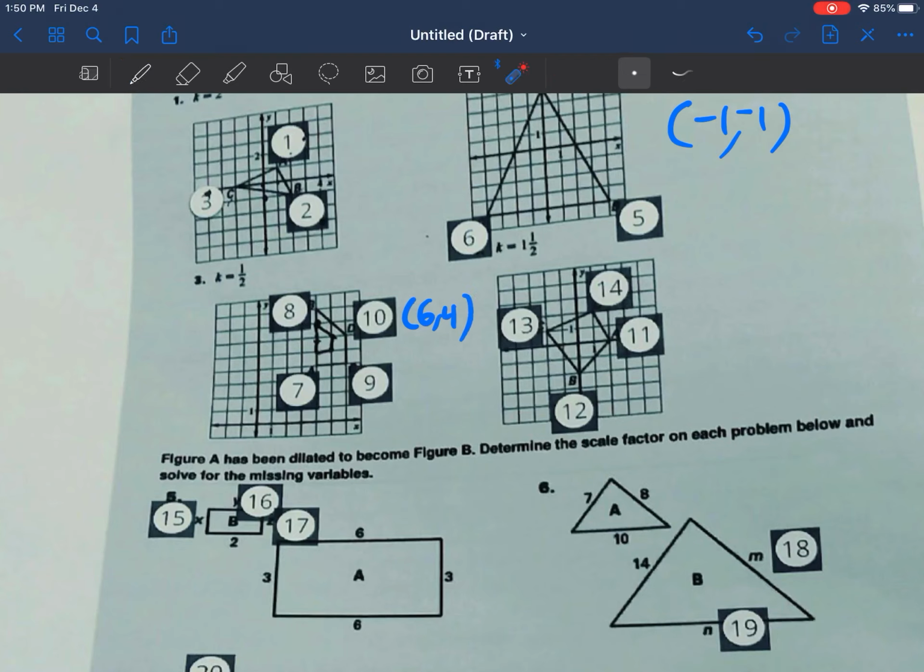And again, the scale factor is 1/2, so I'm going to multiply each of these numbers by 1/2. 6 times 1/2 is 3. 4 times 1/2 is 2. And that is the answer to number 9, 3, 2.